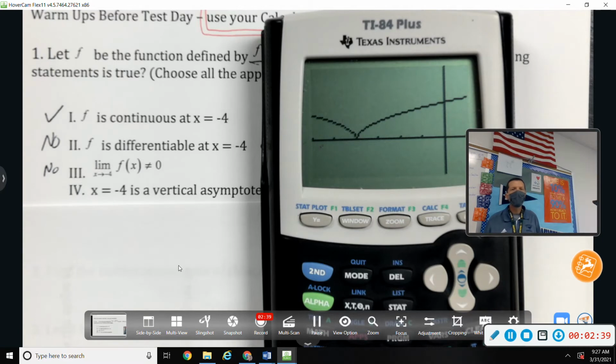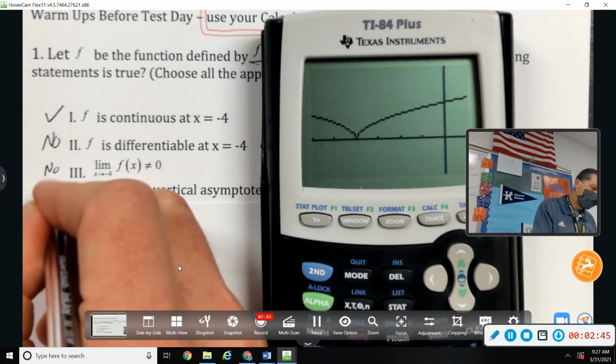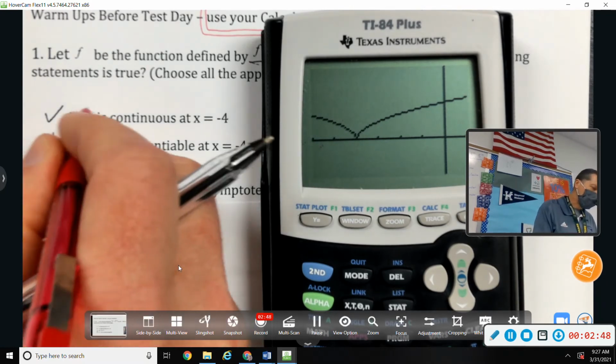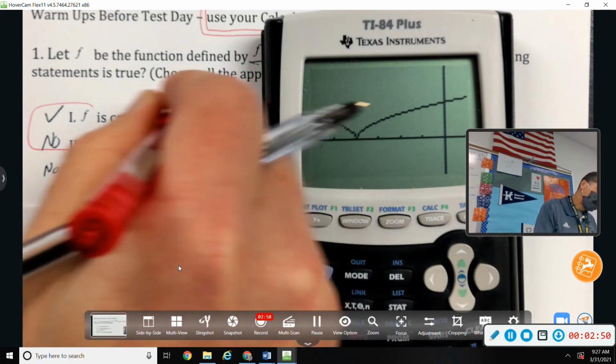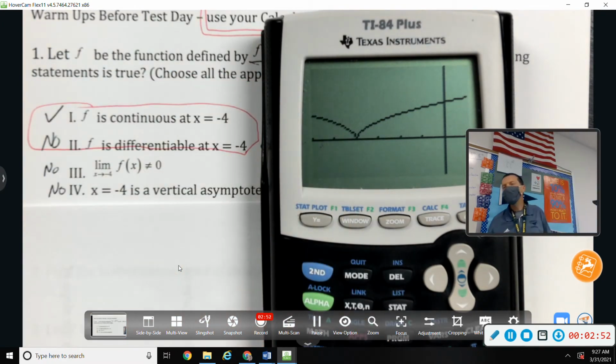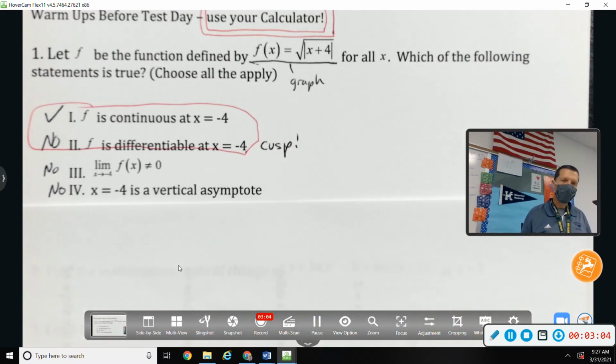And then statement 4, is that a vertical asymptote? No. Really, the point of the question is 1 and 2. These others are just kind of thrown in there. The difference between continuity and differentiability goes way, way back, but we're trying to start to mix in the review topics before we hit the review full time here next week.